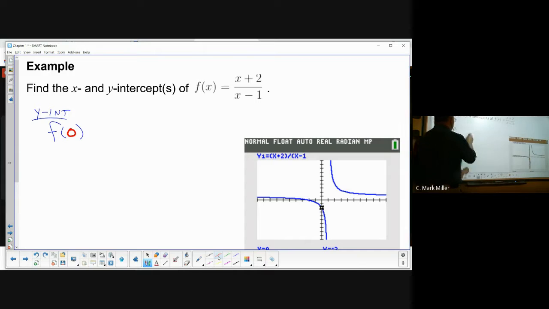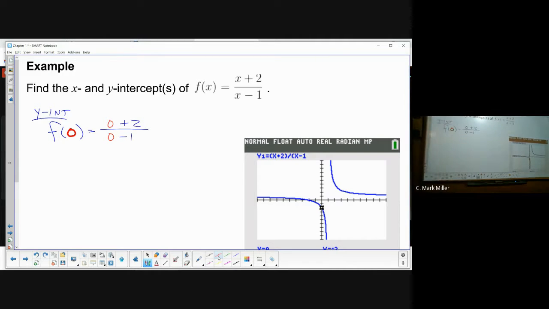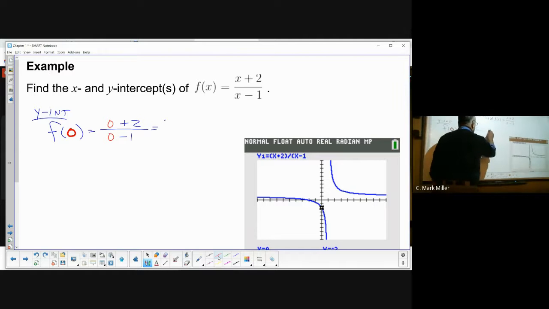That's going to be, plug in 0. Be careful when you simplify these. What I'll see on tests a lot here is 0 over minus 1, or 2 over 0. Both of those will show up maybe in 20% of the test, one of those two. So 2 over minus 1 is minus 2.